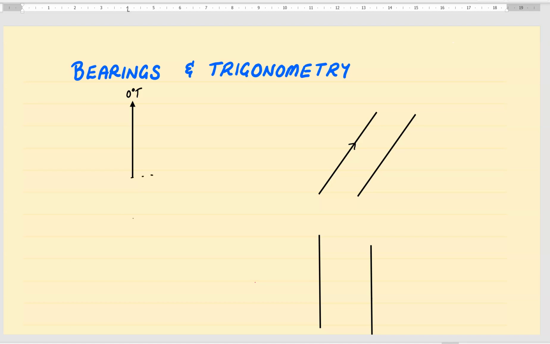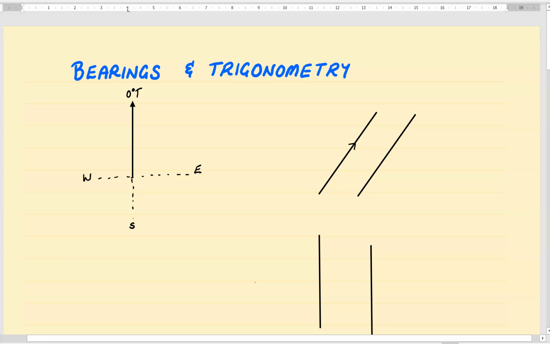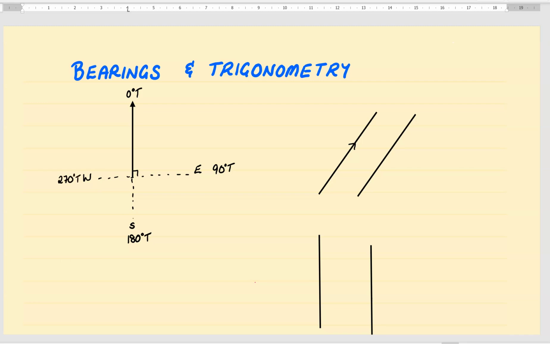We know that east is going to be this way, so right, never eat, and then south down here, and we've got west. So east is 90 degrees. Okay, so we'd say that's 90 degrees true. South, it's another 90 degrees, so that becomes 180 degrees true, and you can see the pattern going on. So we get 270 degrees true, and then we're back again to 360 right at the top.